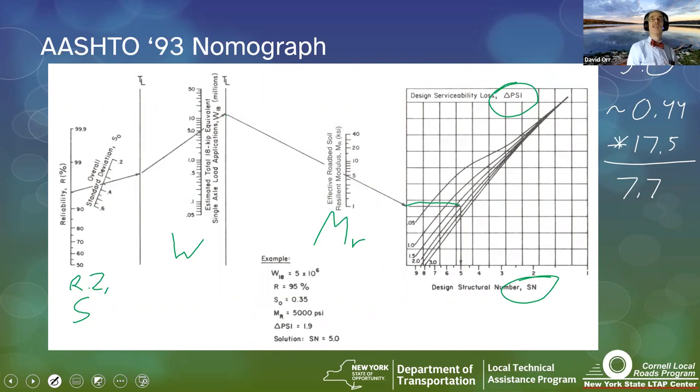But that's the idea behind an empirical system. You develop an equation based upon actual testing and you develop a model. And then you can design your pavement that way. The nice thing about it is it's spreadsheet enabled. You can do it pretty quickly.